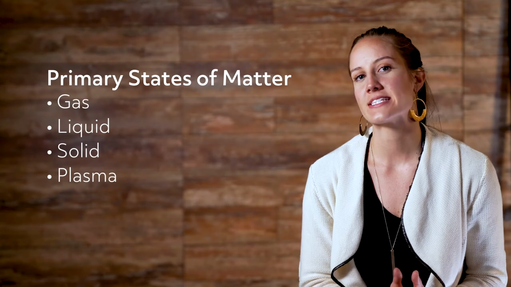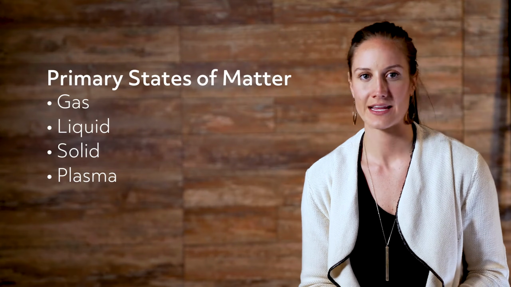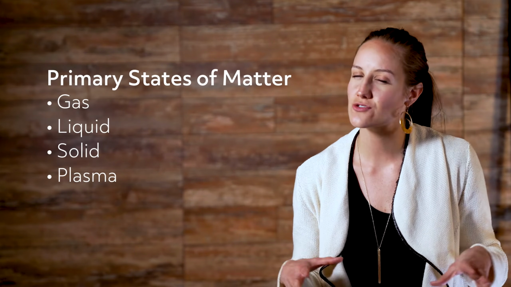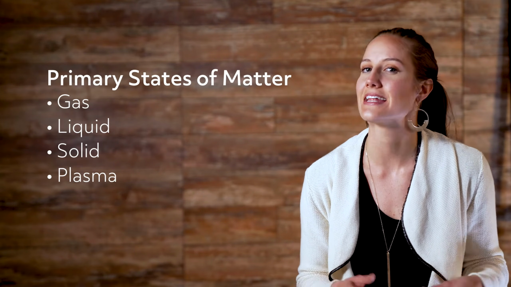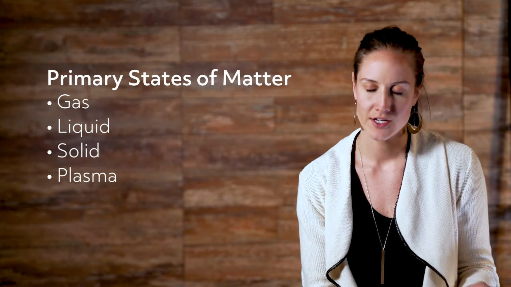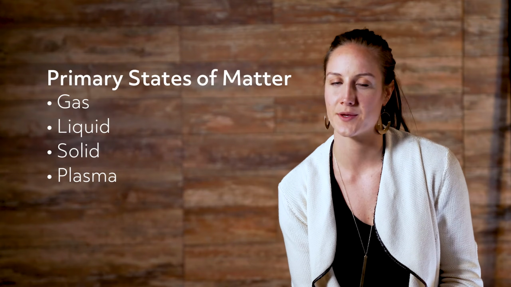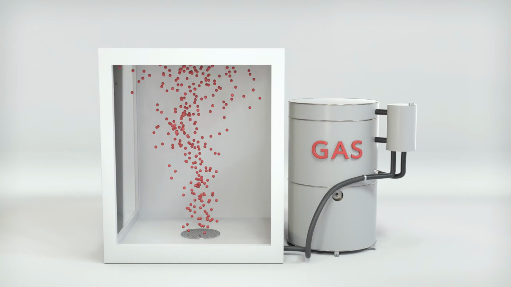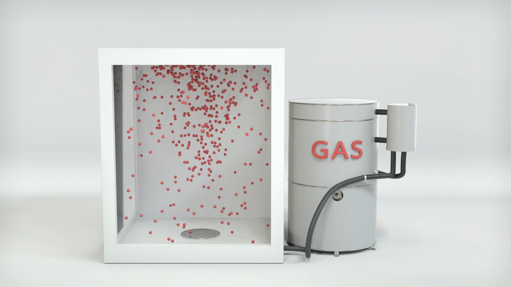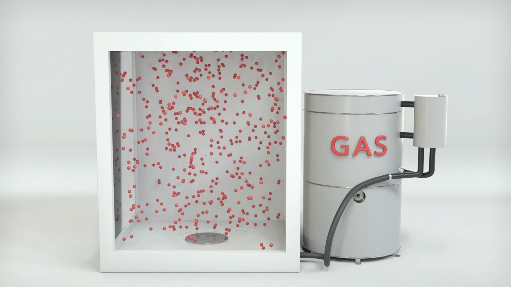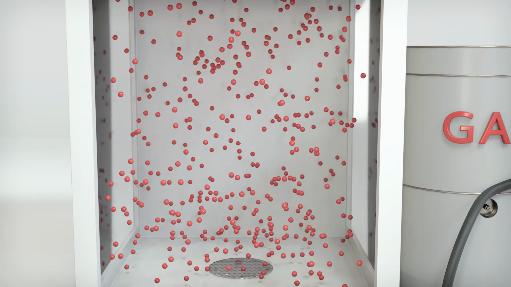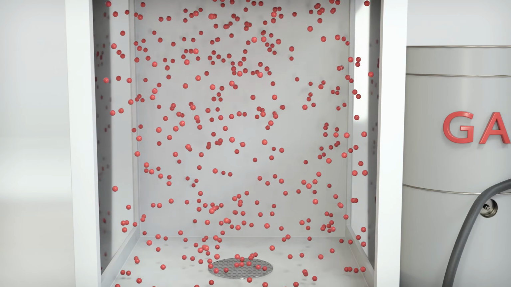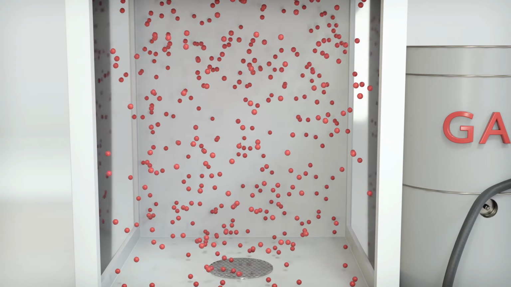There are three primary states that matter exists in: gas, liquid, and solid. However, in very extreme cases, matter can exist in other states, like plasma, more specifically, hot plasma. Gas. Within a gas, particles have large gaps of space, and there's no specific pattern to their arrangements. The particles move very quickly and freely. Since there's a lot of space between particles, gas is compressible.